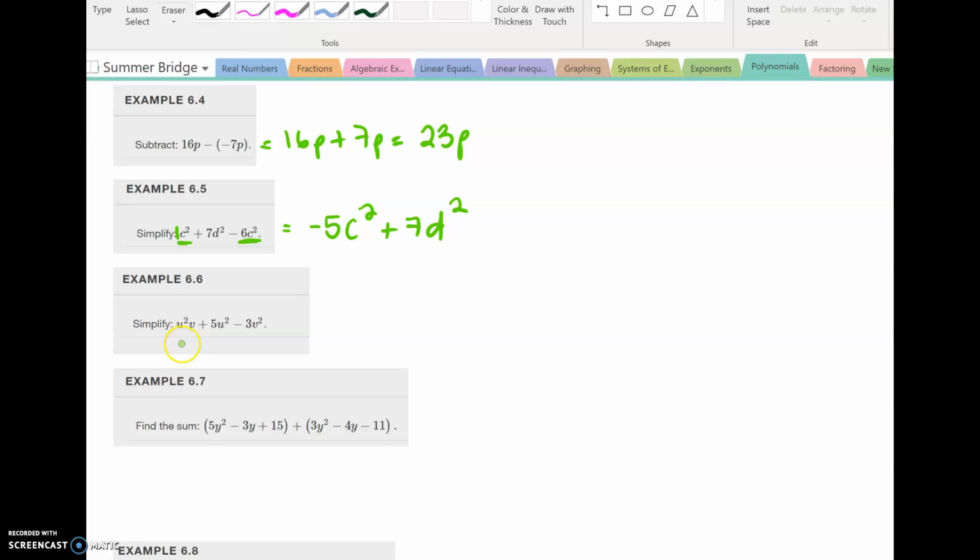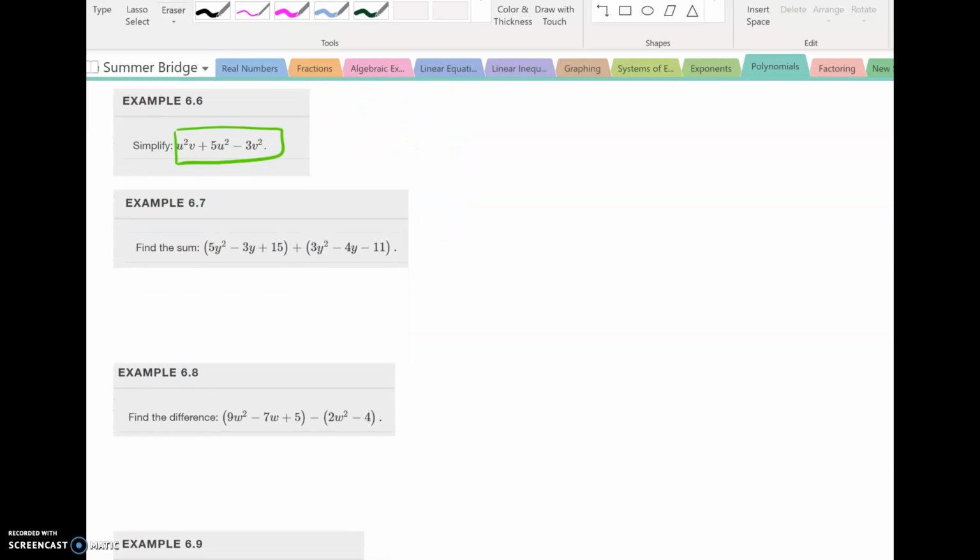Okay, next one, we need to start kind of taking a look here. I have u squared v. I don't have another u squared v here. I have a u squared and then I have a v squared. Well, guess what? None of these are like terms, so I actually cannot do anything with this. That would be the answer. I cannot add or subtract anything. And that's okay too. We don't want to start coming up with new creative math.